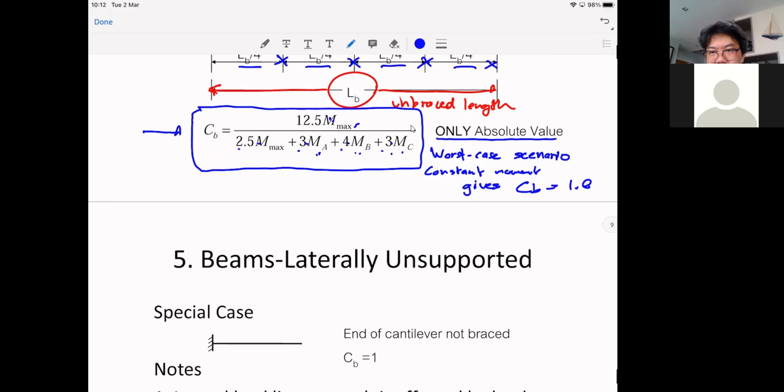Anyone who calculates CB and gets a value less than 1 and determines to use that, you will cause me to be very, very angry, so to speak. Okay, so CB reflects the fact that your bending moment is not constant, and it may help increase the flexural capacity of your beam. So it has to be greater than 1. The worst case scenario is that it is equal to 1.